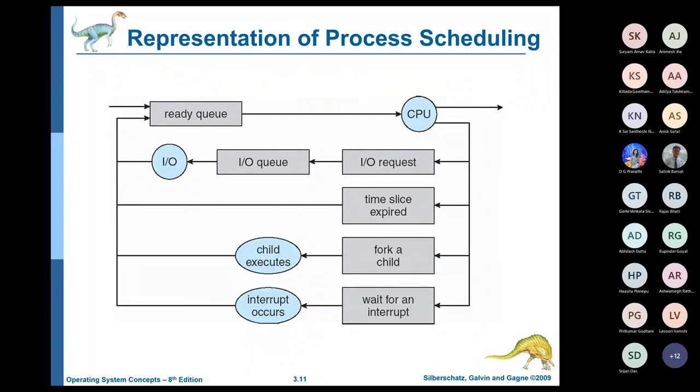And one important thing: these gray boxes, IO request, time slice expired, then in IO queue, fork a child, wait for an interrupt. When these events happen, the process goes to a wait state.